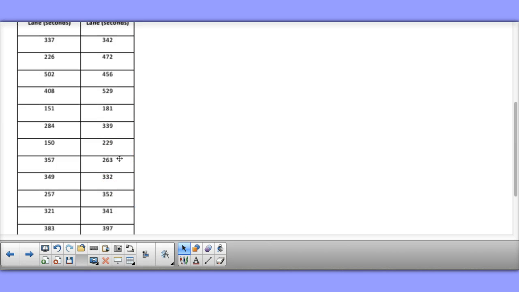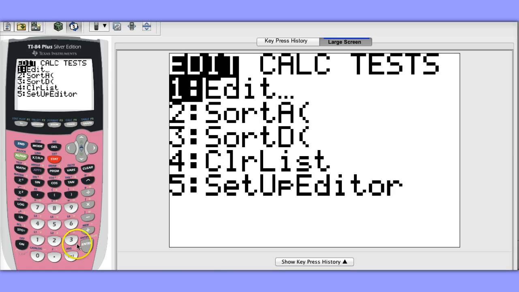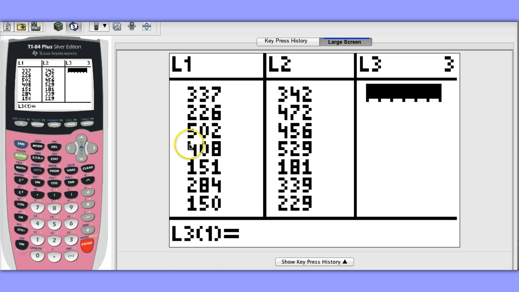So what we need to do to run our hypothesis test for this is enter the values in list 1 for the express lane and the values in list 2 for the regular lane. And I've already done this in my calculator. So I go to Stat, Edit. So here we have the values for list 1 and list 2, and in list 3 I'm going to have the differences.